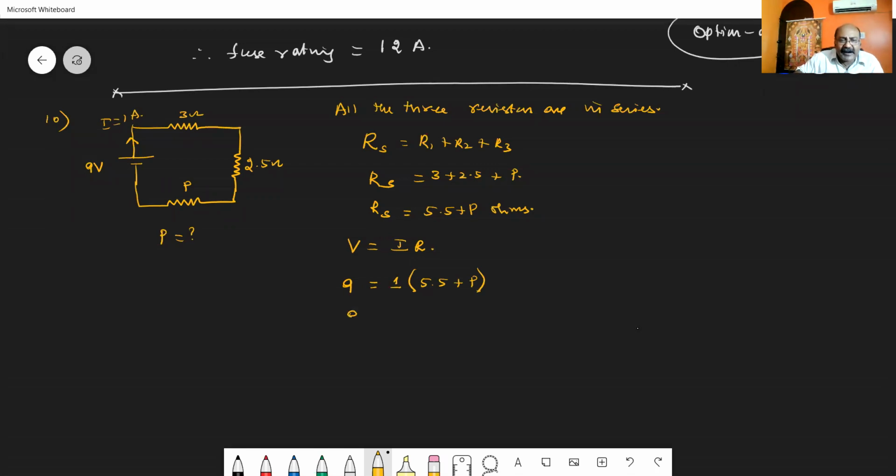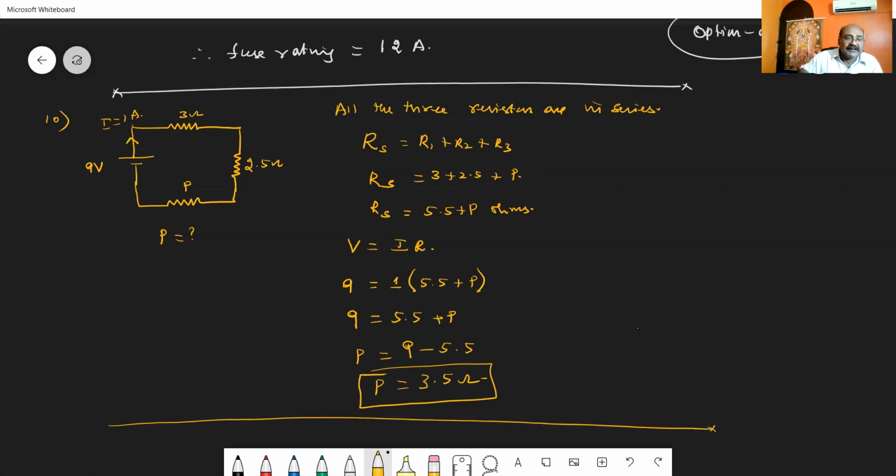You can write it like this: 9 is equal to 5.5 plus P. So what is the value of P? Take this 5.5 to the other side: 9 minus 5.5. So P is equal to 3.5 ohm is the answer. A simple problem. You should know that all the 3 resistances are connected in series. So the option is C.